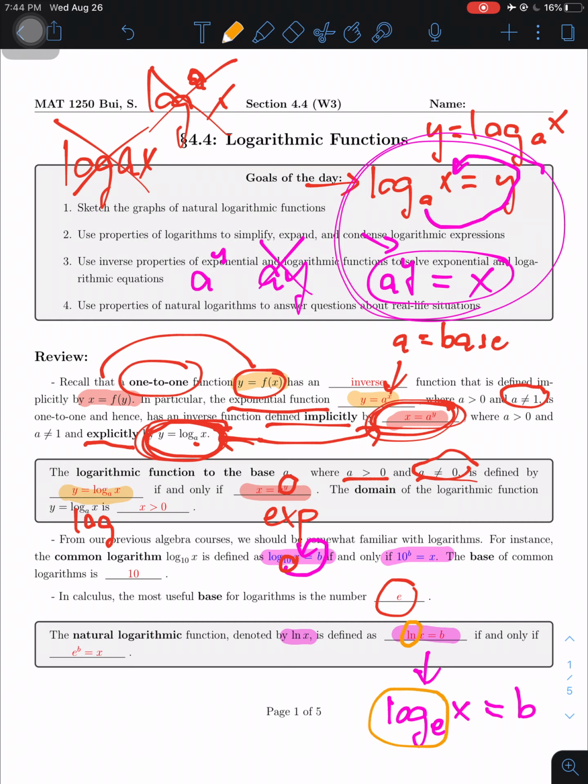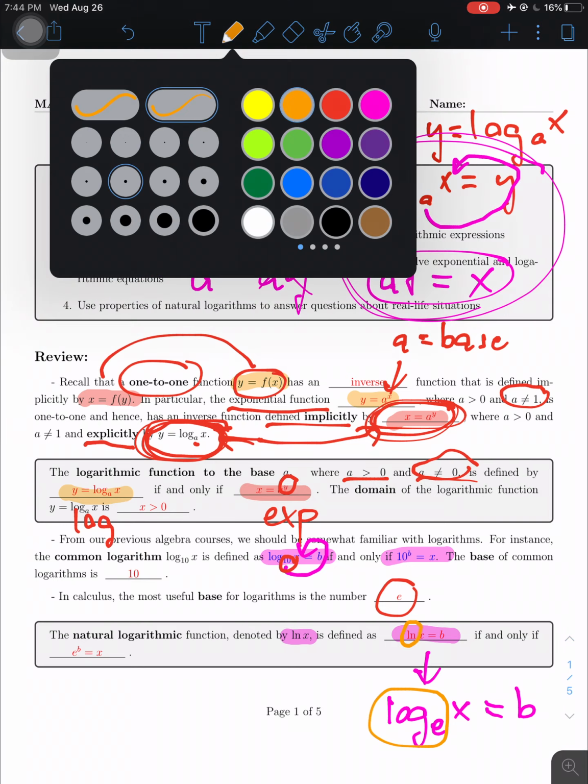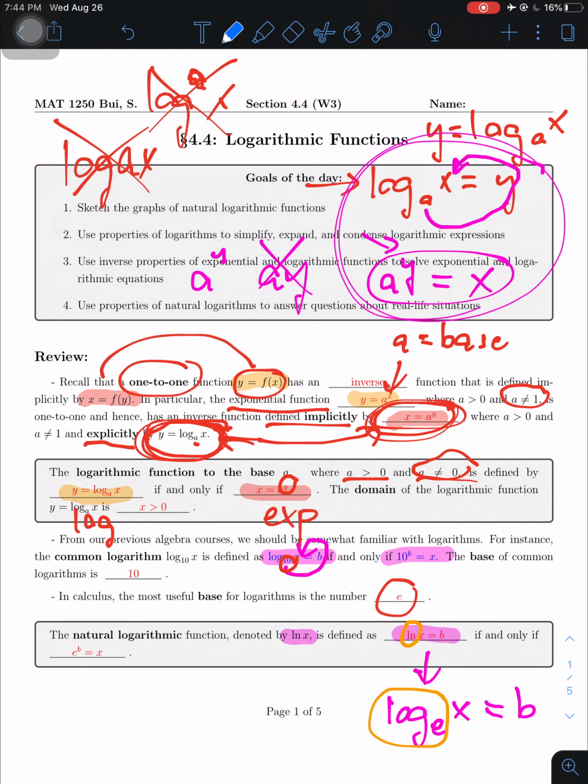And log here equals to, let me put it in blue. If you see log x equals b, it means log base 10 of x equals b. So just remember one thing: log here means base 10, and ln here means base e.